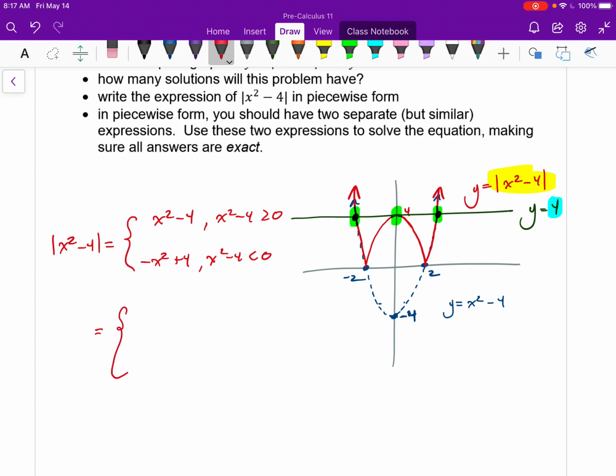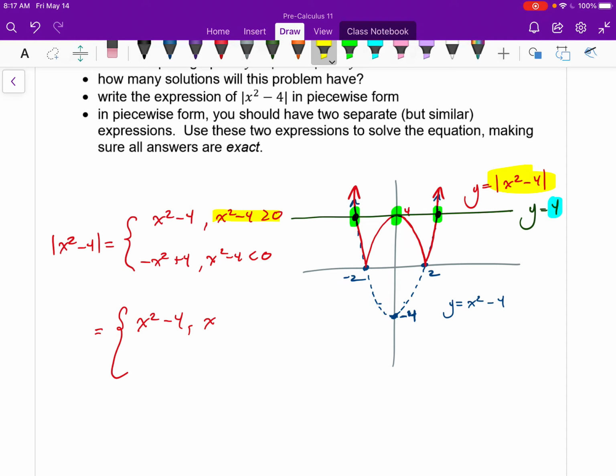So that top piece, x squared minus 4, I want to isolate x. So when is x squared minus 4 greater than 0? When is this graph of x squared minus 4 greater than 0? Well, the first thing I did was sketch out the graph of x squared minus 4. I drew it in blue as a dashed line.